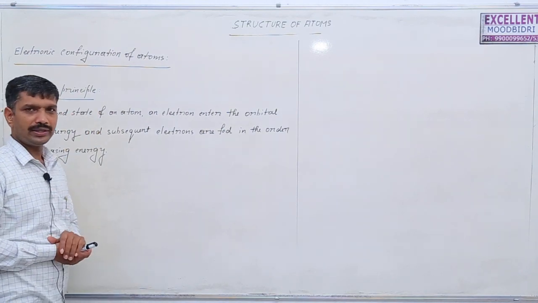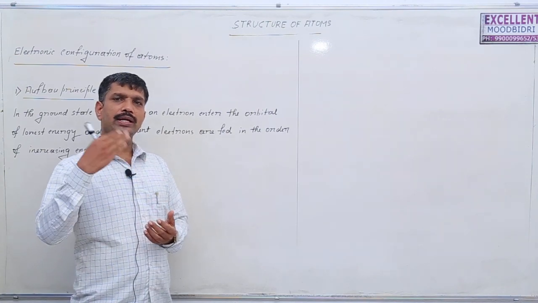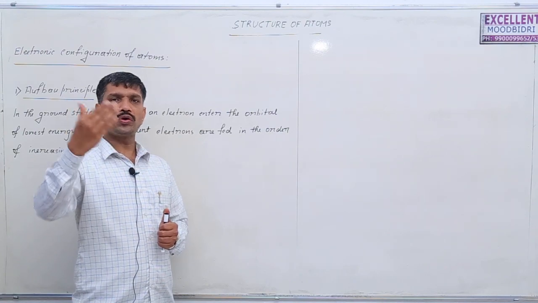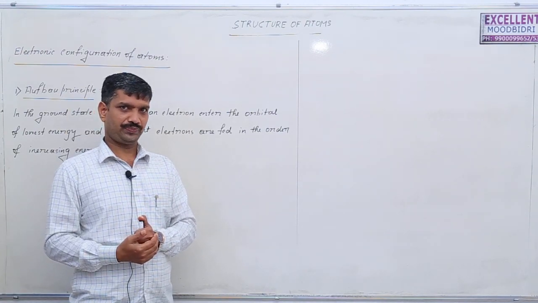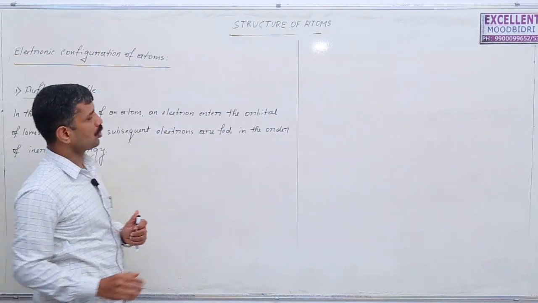This rule states that in the ground state of the atom, electrons enter into various available orbitals in the increasing order of their energies. Okay. So now, how do we explain the Aufbau principle here?